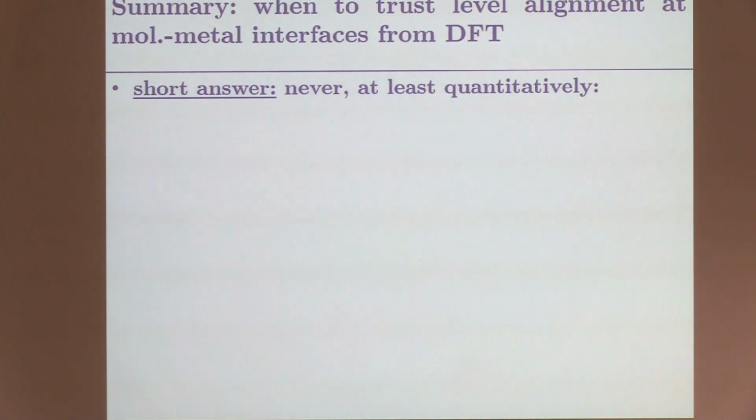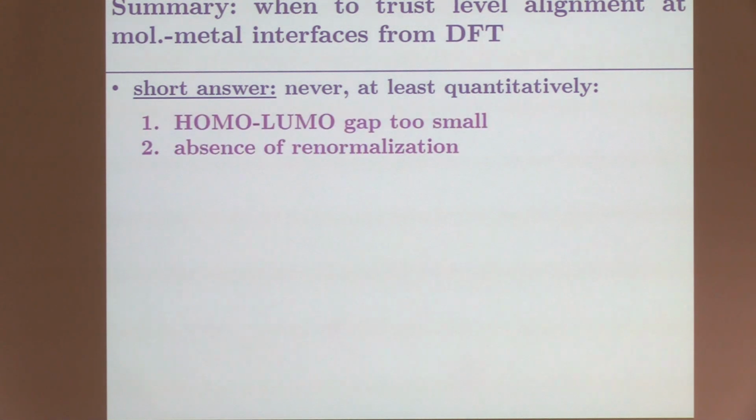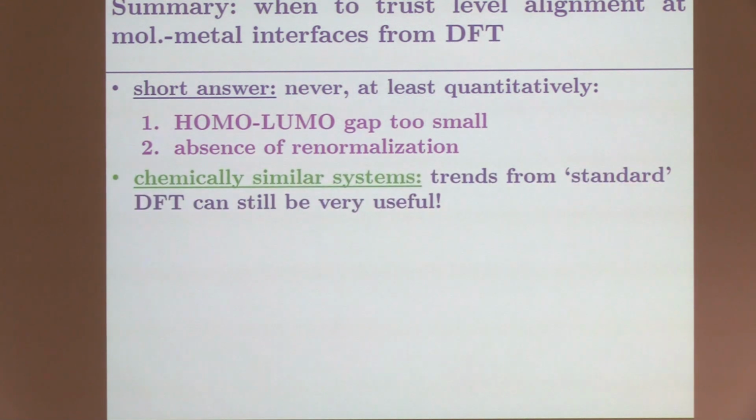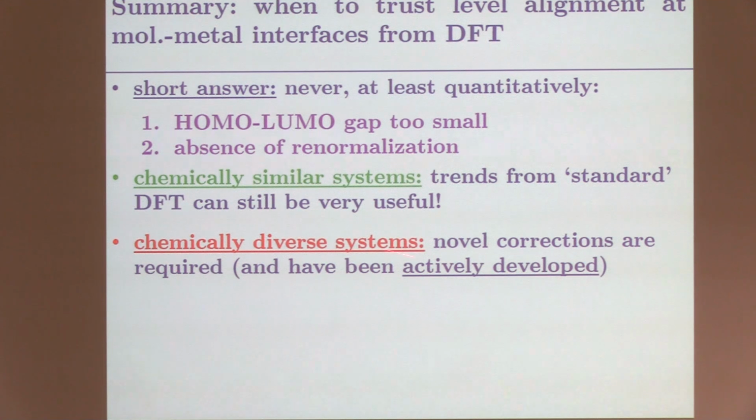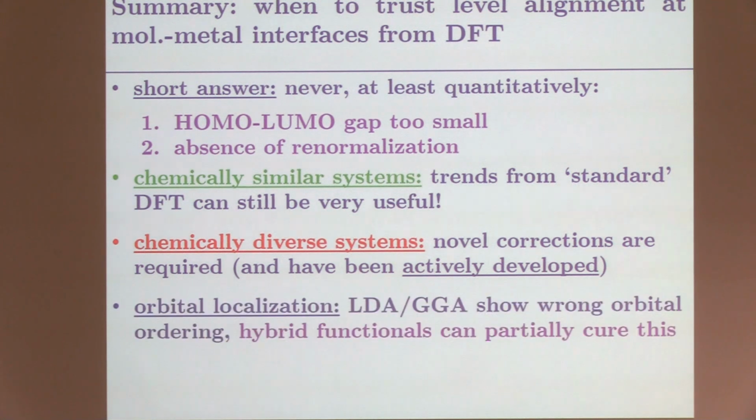All right, this brings me to my summary of the last part: when to trust or mistrust level alignment calculations, and the short answer from DFT is really never, at least quantitatively, because we have seen that the HOMO-LUMO gap in traditional approximations is too small, and we don't account for the renormalization or substrate-induced screening in these calculations. If you have chemically similar systems, you just change the length of the same molecule, well, trends can still be very good, but once you go to more diverse systems, you may have to use novel correction schemes that are really urgently required and have been actively developed over the past years.